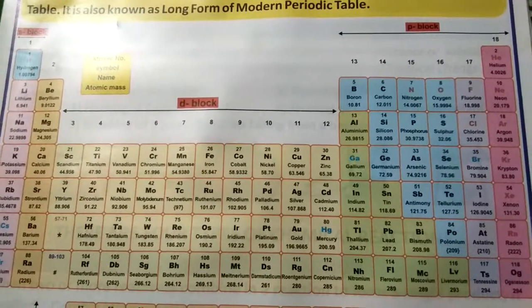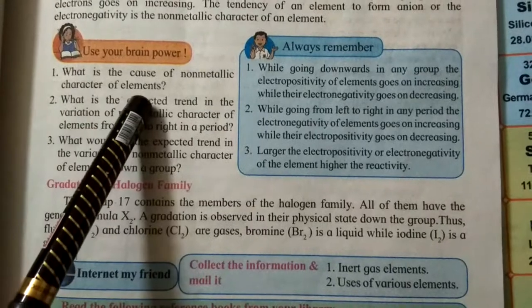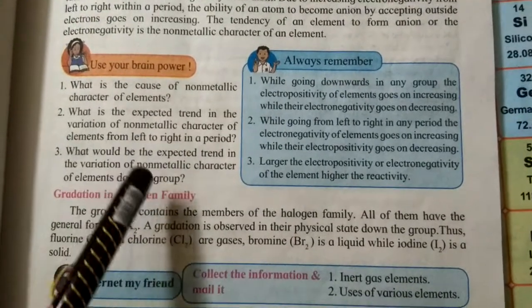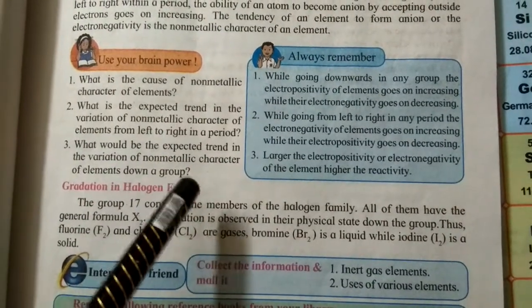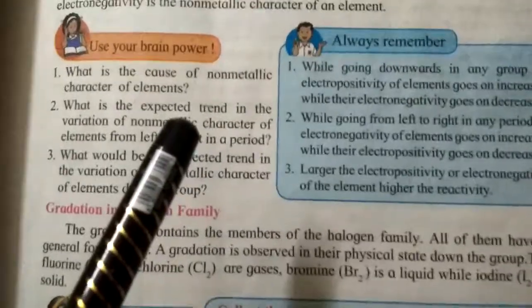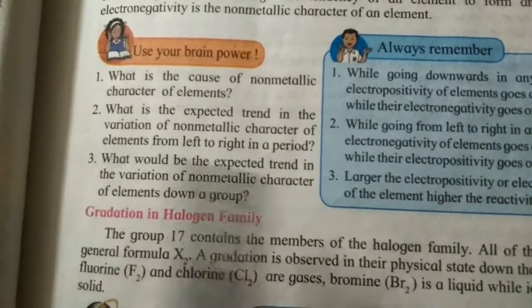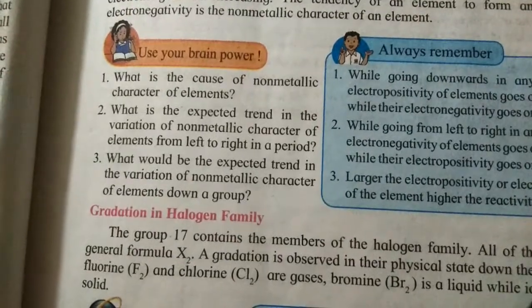Now let us see the use your brain power. See, what is the cause of non-metallic character of elements? The elements which have a tendency to gain electrons are known as non-metals. So the non-metallic character increases across a period. So as you go from left to right in a period, the non-metallic character is going to increase.